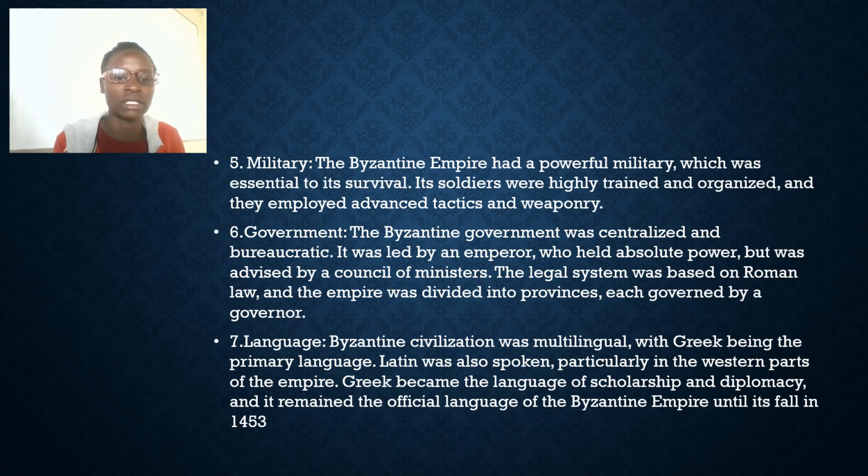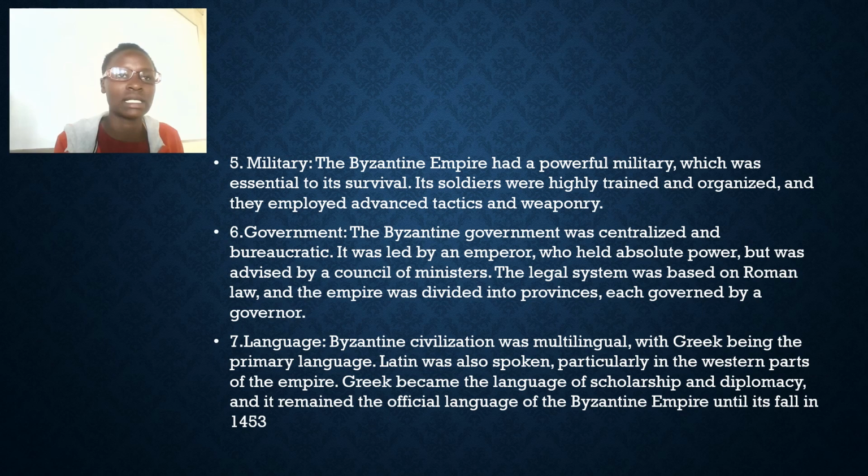Six is government. The Byzantine government was centralized and bureaucratic. It was led by an emperor, and his power was absolute. He was advised by a council of ministers. The legal system was based on Roman law. And the empire was divided into provinces, each governed by a governor.